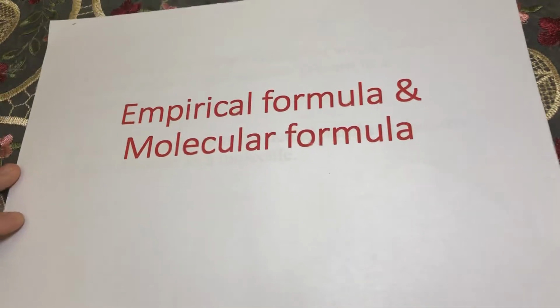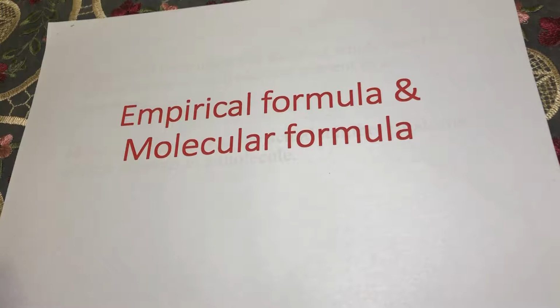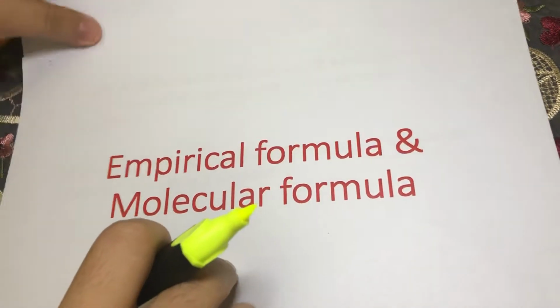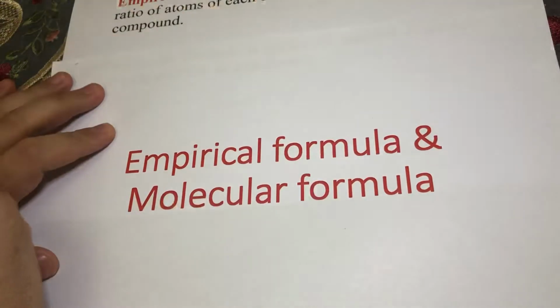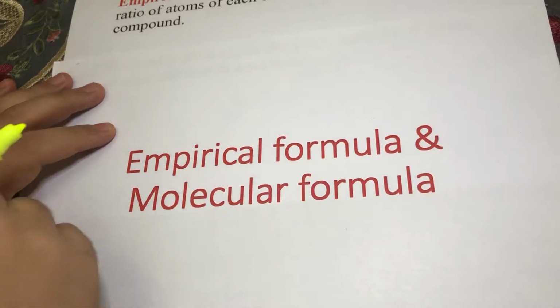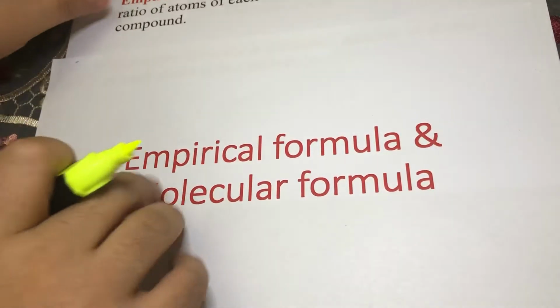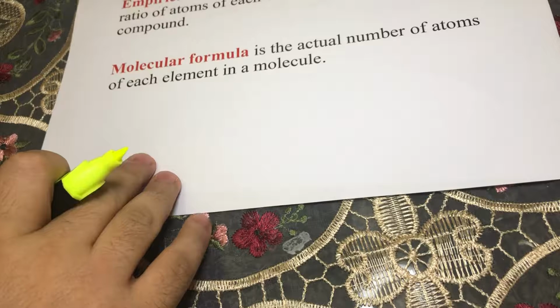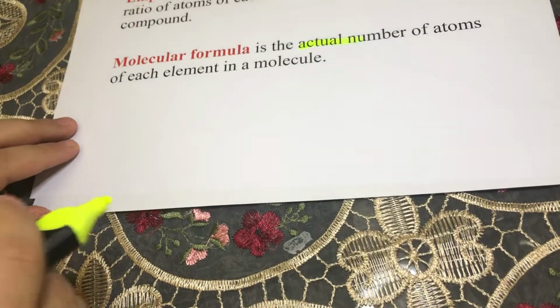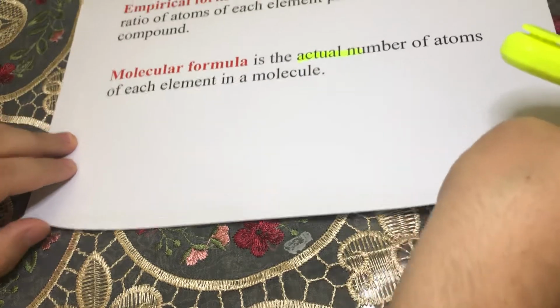Hello everyone, today we will talk about empirical formula and molecular formula. Empirical formula is the simplest whole number ratio of atoms of each element present in a compound. But the molecular formula is the actual number of atoms of each element in a molecule.